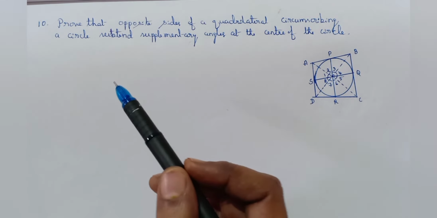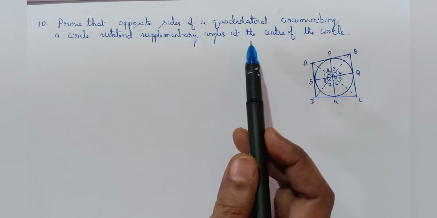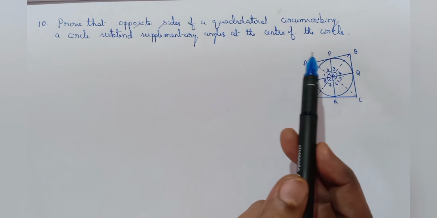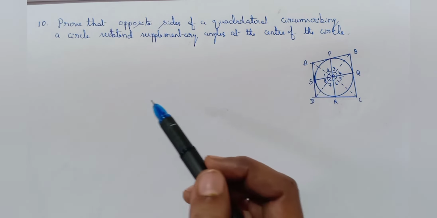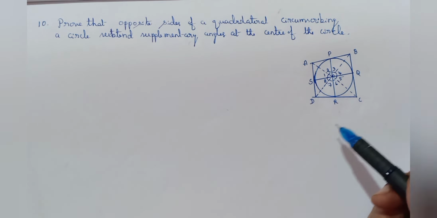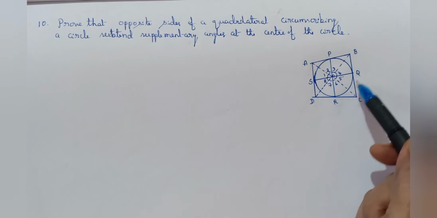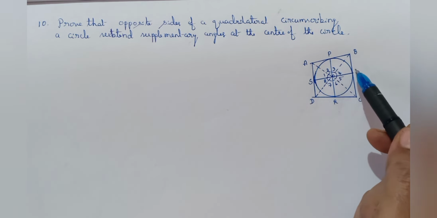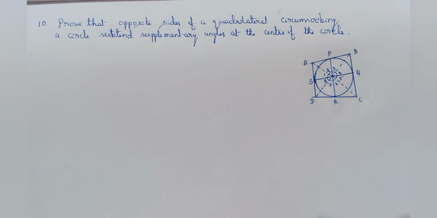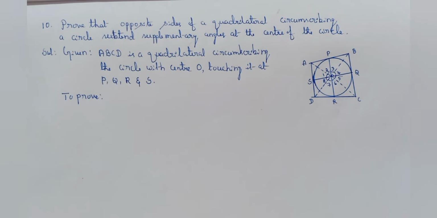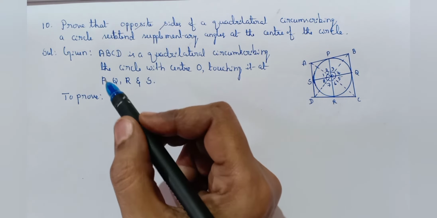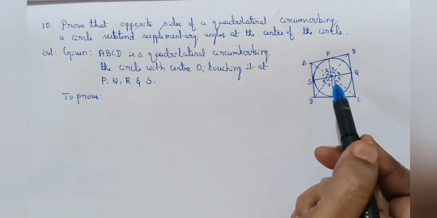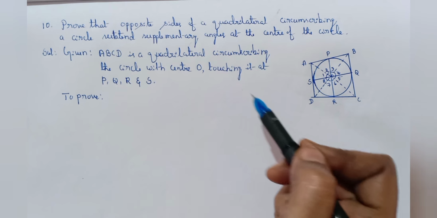Next question. Prove that opposite sides of a quadrilateral circumscribing a circle subtend supplementary angles at the center of the circle. Now, write the given. ABCD is a quadrilateral circumscribing a circle with center O touching it at P, Q, R and S. Next, you have to prove the angles subtended by the opposite sides at the center of a circle are supplementary.